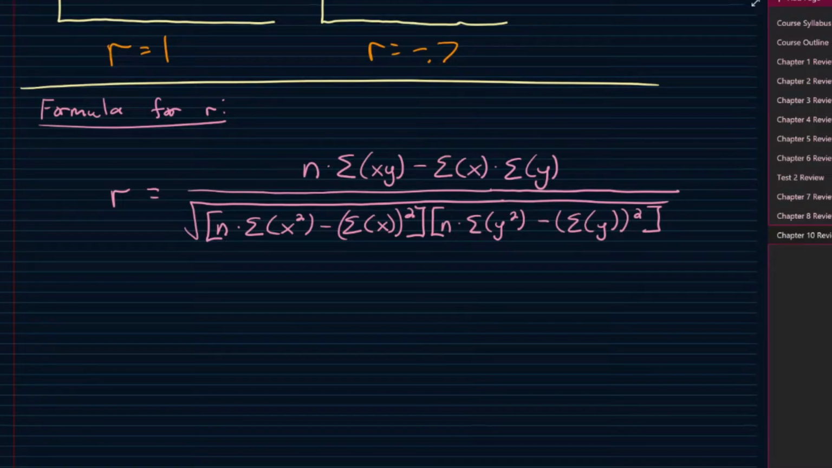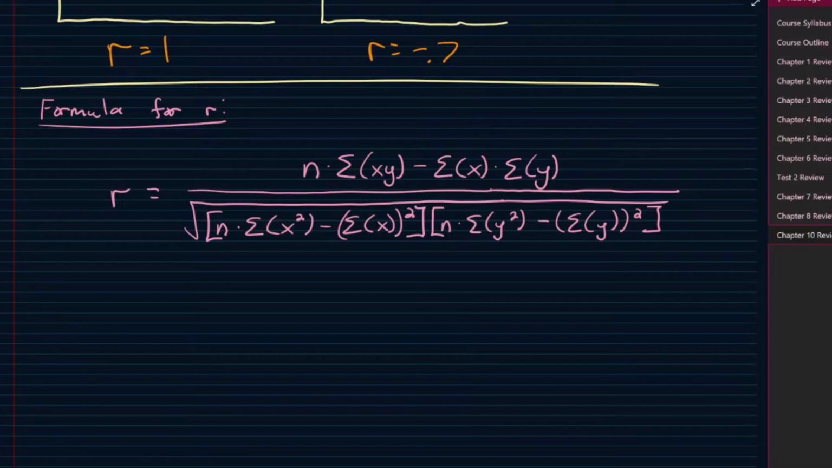Our numerator is n. Remember, n is the number of data values in the sample. Then we've got n times the sum of all the xy's. So we take the product, x times y, for every data value, and then we add all those up. That's going to be that value. Minus the sum of all the x's times the sum of all the y's. And then all over the square root of, and then there are these two products here.